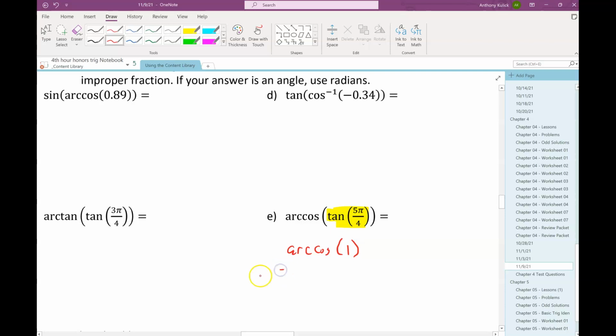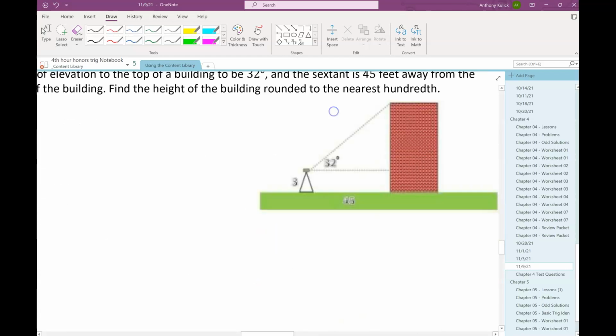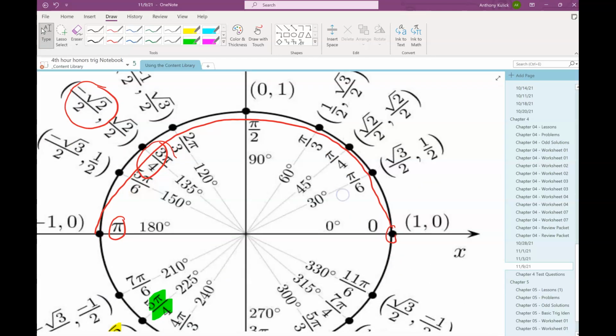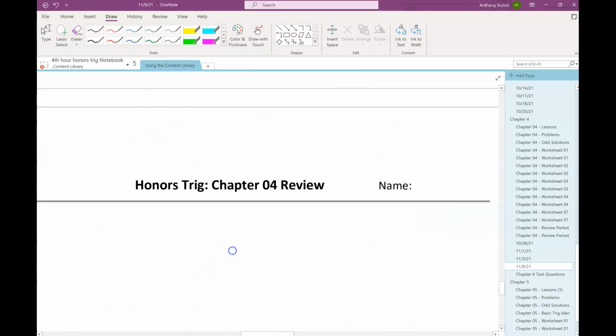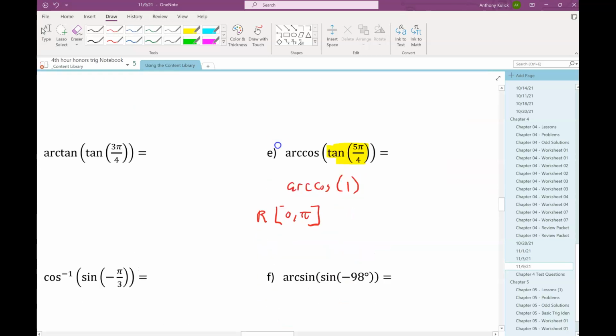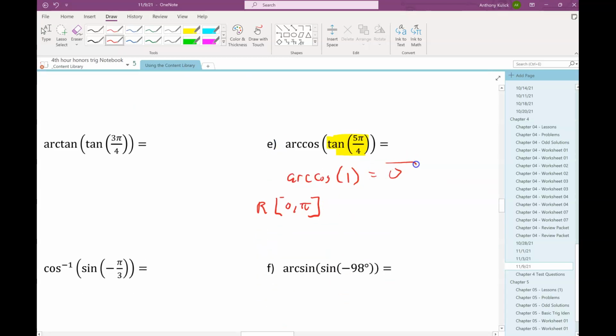And I know that my range for arc cosine is 0 to pi. So then I'm going to go back to my unit circle, and I'm going to look for the place where the x coordinate is 1 between 0 and pi. Well, that happens right here at 0. That's the only place that it happens, between 0 and pi. So my answer is just 0. And then I'm done.